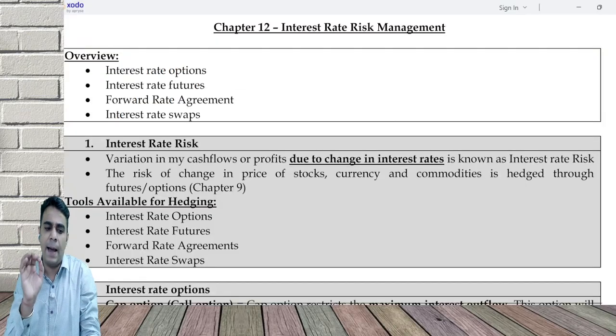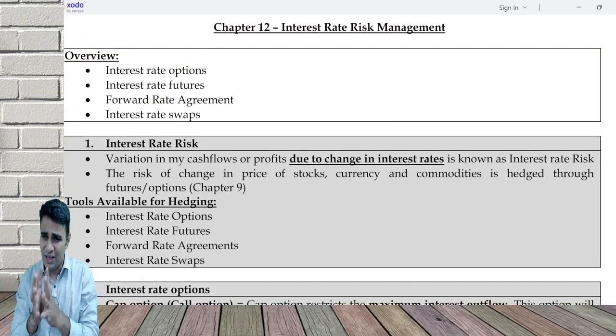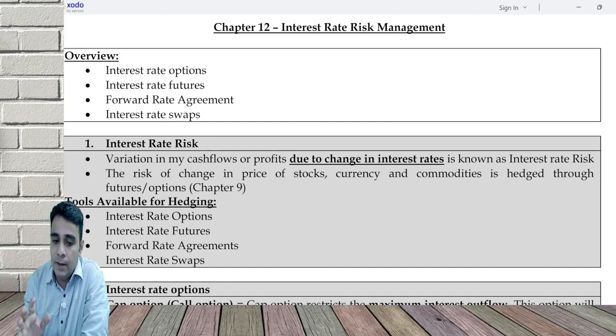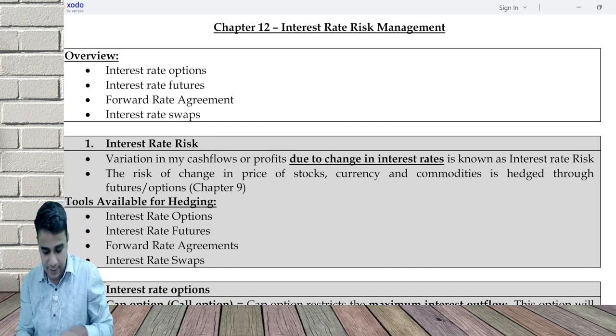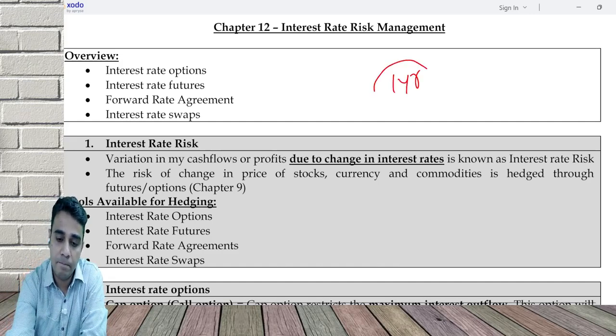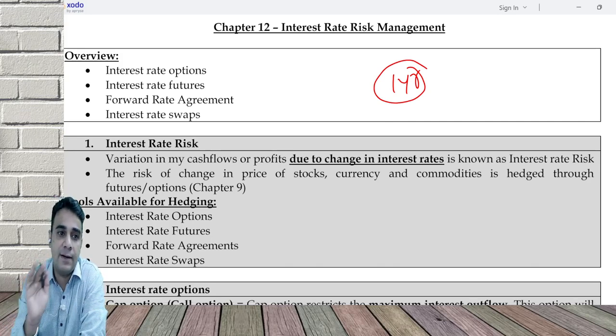Now, what does a cap option do? First, we're discussing cap option and floor option. Like we have option, see in futures, I do not have a choice. For example, let's take an example that I want to take a loan after 1 year. You want to take a loan after 1 year, you can freeze that rate today by doing a futures contract or a forward contract.